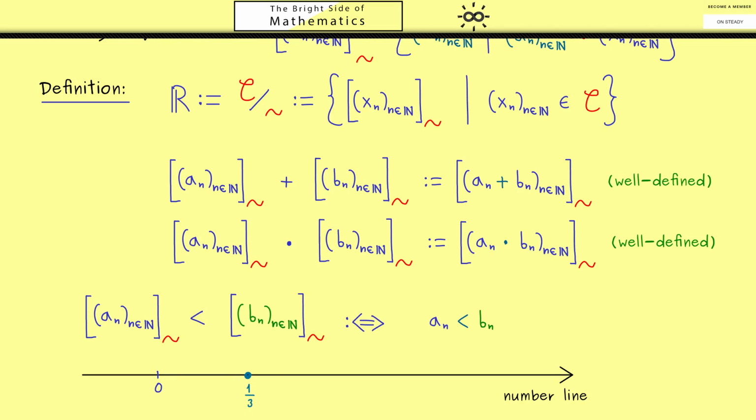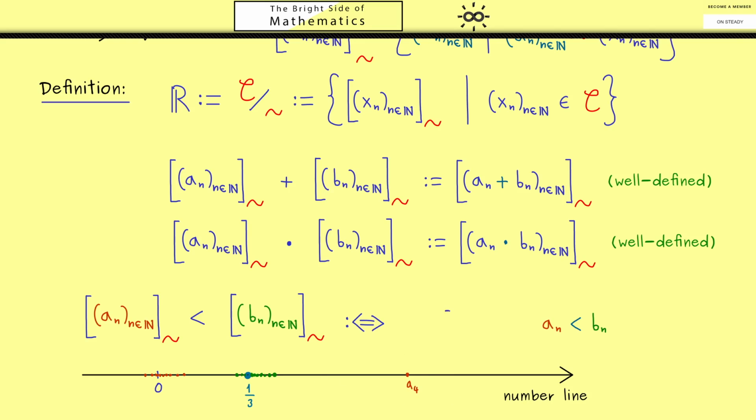For example, our bn's here could accumulate around 1/3. And maybe the sequence with an has 0 as the limit. But of course, we have infinitely many sequence members here. Therefore, for example, a4 could lie over here. But still, the limit would be 0. Hence, this inequality here should be satisfied only eventually. In other words, we can just ignore finitely many members.